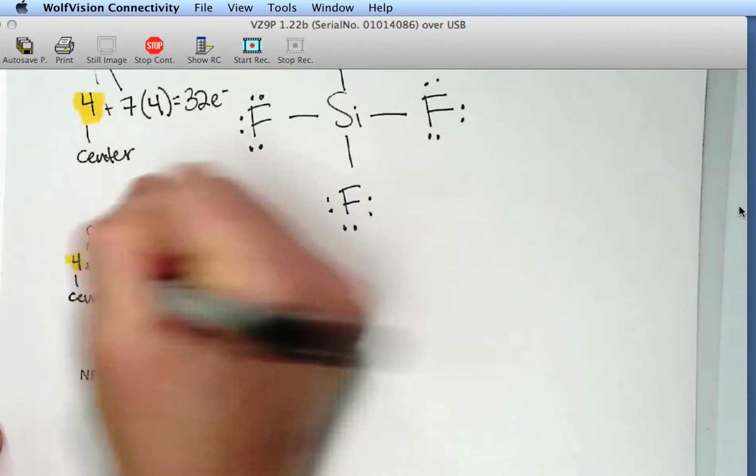So remember, covalent compounds are between what and what? Non-metal to non-metal. Say it a million times if you have to.